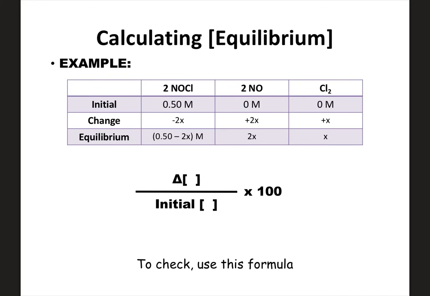In order to check and see if your assumption was justified, being less than 5% of the difference here, you would use this change in concentration over the initial concentration times 100. All right, again, I'm not going to make you do this, but in case you need to do this in college, this is basically what you would do. So it's the change in concentration over the initial concentration times 100, and we want that to be less than 5%.